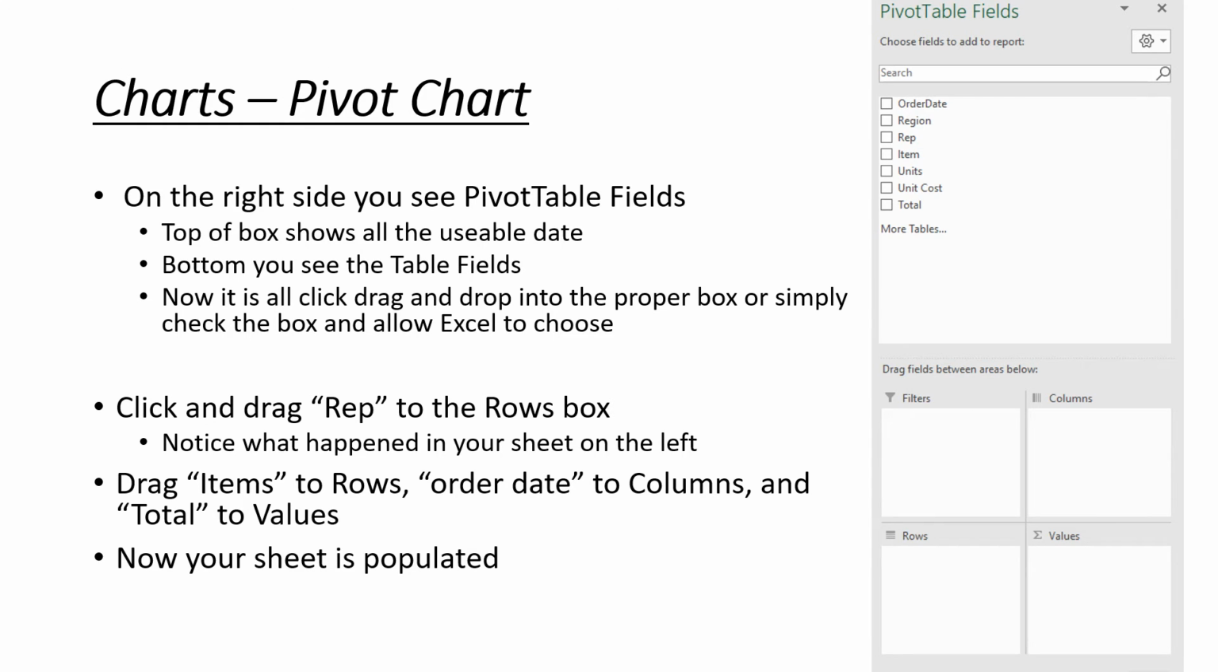Notice that on the right side, you will now see at the top all the usable data with selection boxes right next to it. At the bottom, you will see table fields, which allows you to place things in different orders. You can simply click and drag, or you can just put a check mark next to it and Excel will assume where you want it and place it there for you. Once the sheet is populated, you will see it growing on the left side of your sheet.